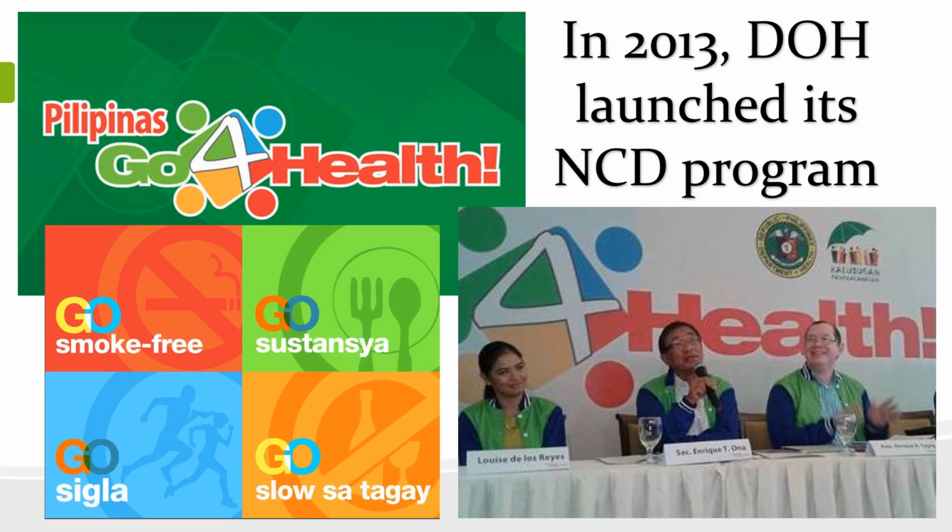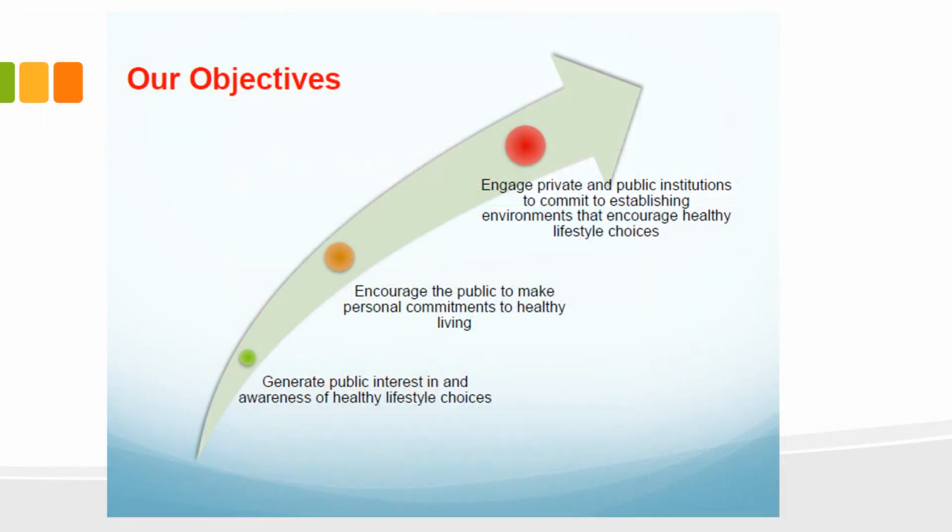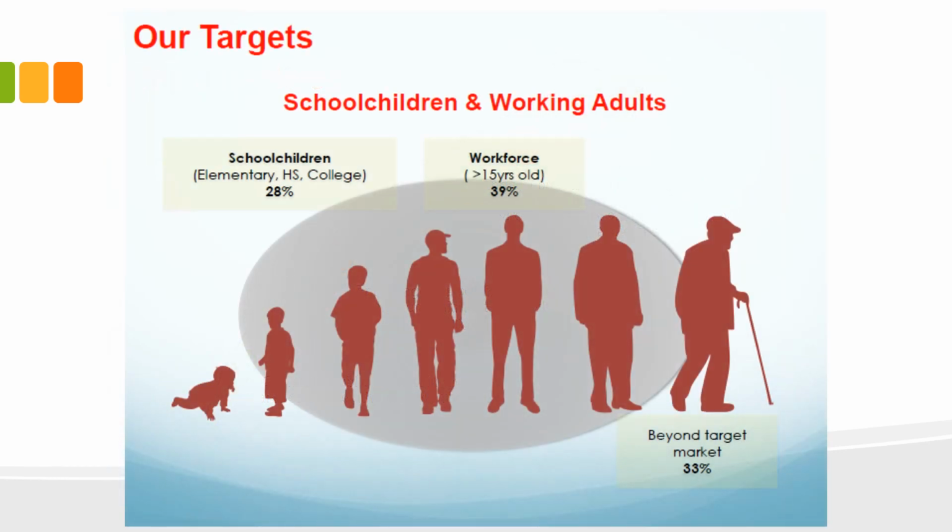So in the Philippines, there is an NCD program that aims to be smoke-free, smoking, nutrition, sustansya, sigla, activity, and slow sa tagay, avoiding. So objectives would be, again, we will learn in principles of community organizing, arouse awareness so that we could engage institutions to commit to environments that encourage healthy lifestyle. So first, we generate public interest by increasing awareness. Then we encourage the public to make personal commitment. And then we make institutions commit to this life.